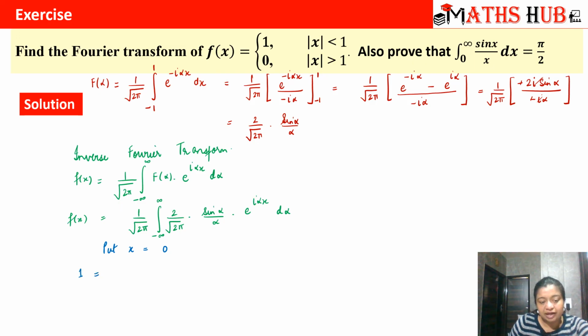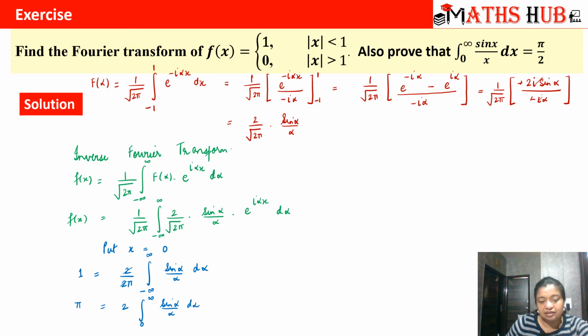2 by under root 2 pi can be taken out, so it will be 2 upon 2 pi, integration minus infinity to infinity, you will get sine alpha by alpha. E to the power 0 is 1 and you will get here d alpha, right? Now, sine alpha is odd, alpha is also odd, so odd by odd is an even function. And then this integral will become 2 times. So you will get pi is equal to 2 by 2 times integral 0 to infinity sine alpha by alpha d alpha.